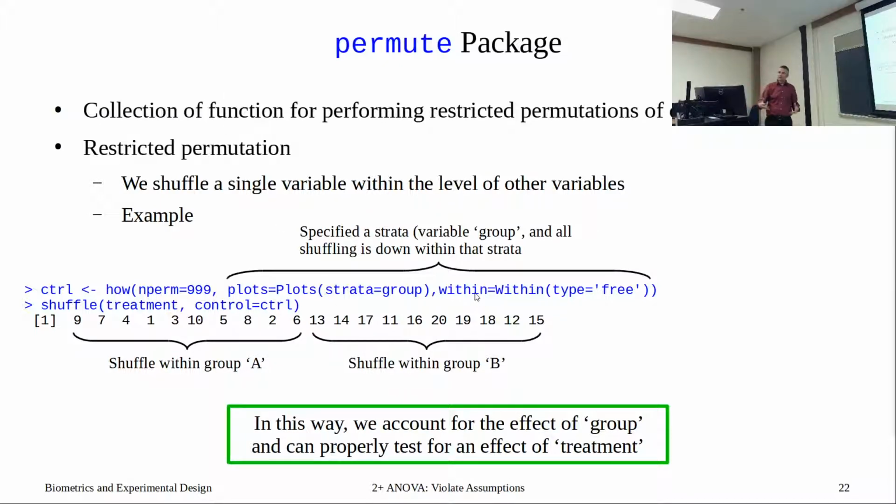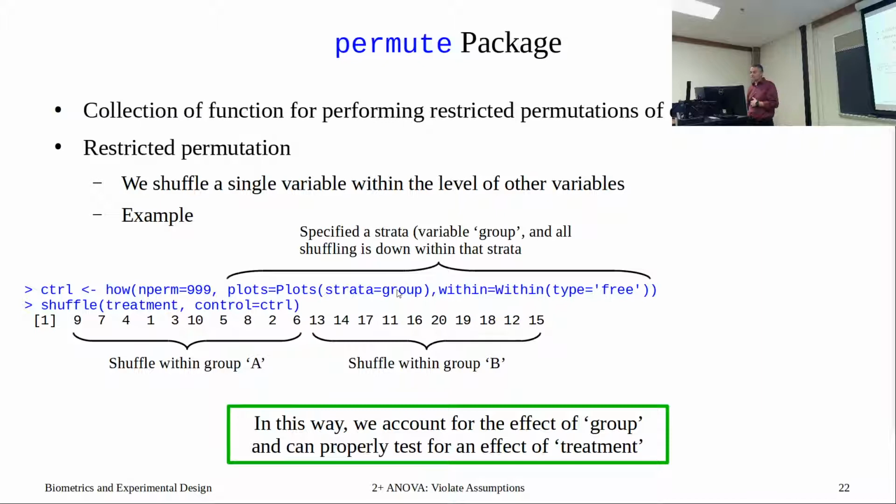So the plots is what is the underlying structure of our data. All right, so we would say plots equal plots with a capital P. Our strata equals our group that we're trying to group on. All right. And then the within is how we're shuffling. So we're actually shuffling within each of our groups. And the type of shuffling that we're in is what's called a free type shuffle. That's what we did when we did permutational ANOVA, what we did when we did permutational t-tests and so forth.